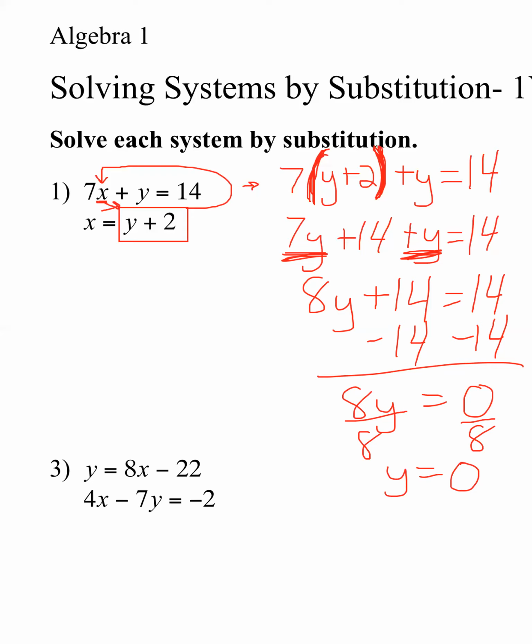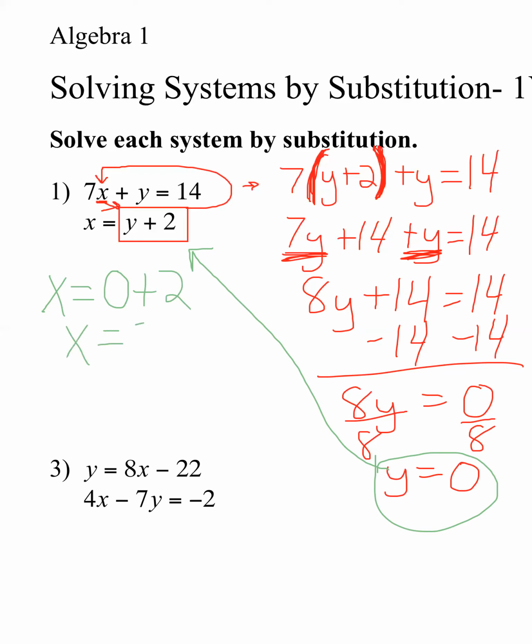We're going to take our answer here, y is equal to 0, and I'm going to go right back to that equation. And now that I know that y is 0, I can plug it in and figure out what x is. So x is now equal to 0 plus 2, or x is just going to be 2.